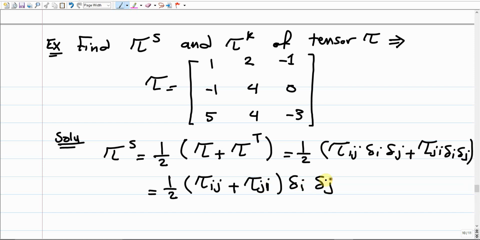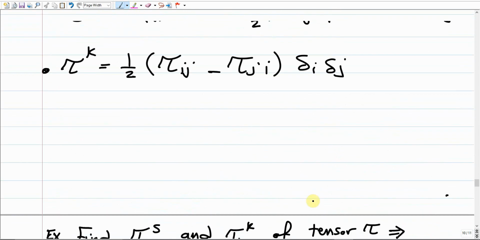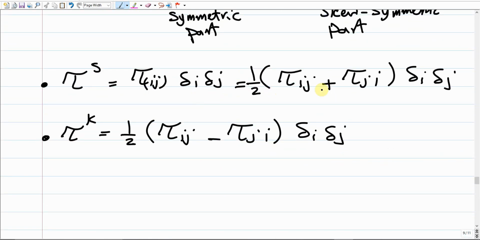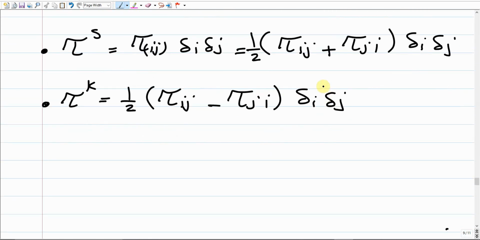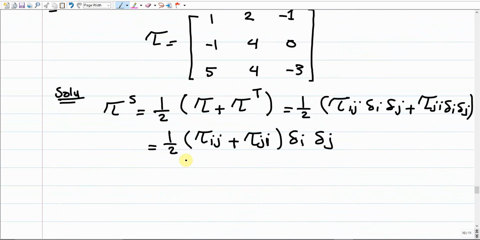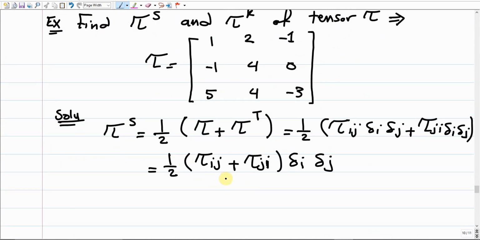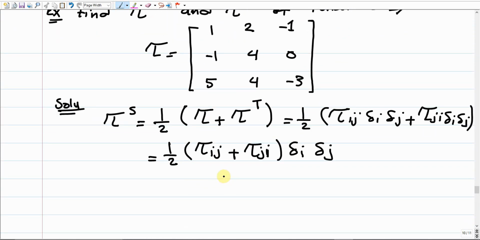delta i delta j, right? And this is what we already wrote above as the definition of the symmetric part of the general tensor tau, right? So what does this mean? If I ask you to write this in an expanded form, this is going to give us a tensor. Let us write this tensor in an expanded, tensorial form. So it's going to be half. We can consider this half as a common factor, right?